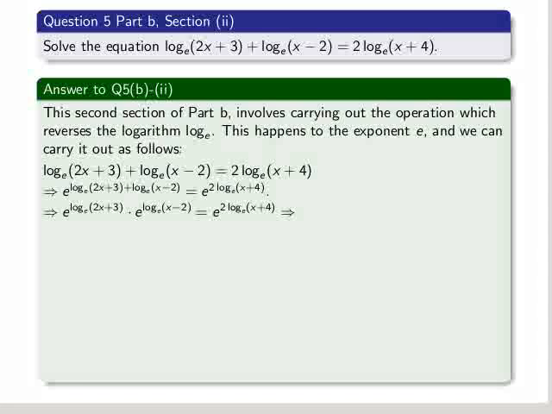Now the addition in the power of the exponent can actually be split and turned into a multiplication. Okay, so we see that happening on the right-hand side. The left-hand side we don't change. Now, to take the exponent of a logarithm essentially cancels the operation out. Okay, so we take the 2x plus 3 and multiply it by the x minus 2, and that all equals x plus 4 squared. Okay, so the equation has not changed. We've merely used the rules of exponents and logarithms.